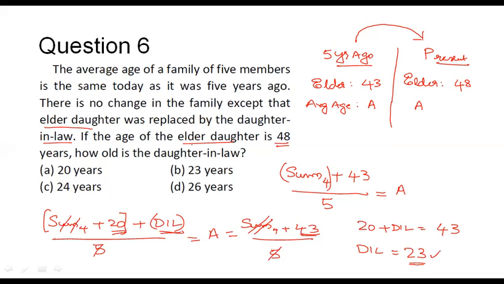You are asked to find how old the daughter-in-law is. We can see that the daughter-in-law is 23 years old now. Option B will be the final answer for this question.